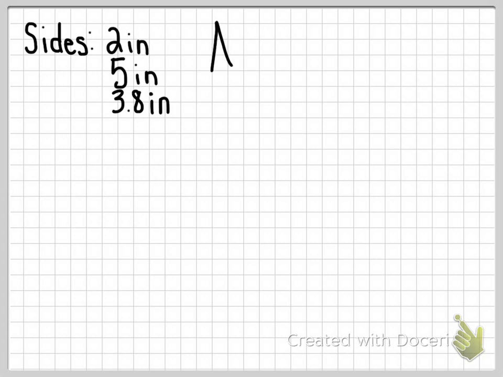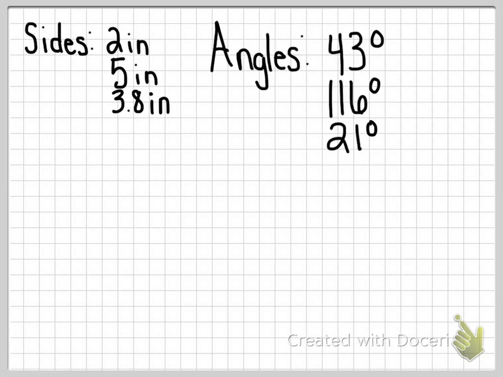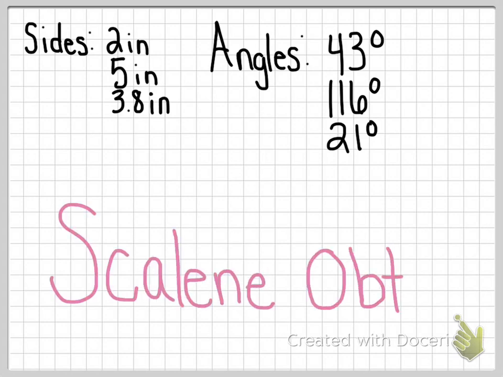Try this one on your own. Make sure you look at the sides, determine if they're congruent, and then look at the angles to determine if they are greater than 90 degrees. This is a scalene obtuse triangle. No congruent sides and one angle that is greater than 90 degrees.